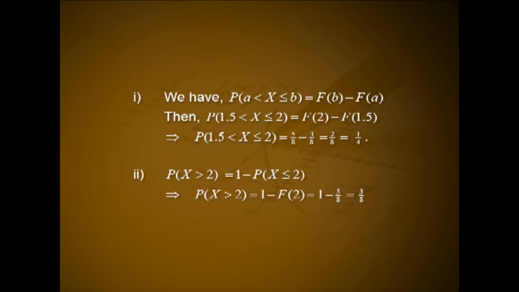P of x greater than 2, that is equal to 1 minus p of x less than or equal to 2. This gives p of x greater than 2 equal to 1 minus capital F of 2, that is equal to 1 minus 5 by 8, that is 3 by 8.